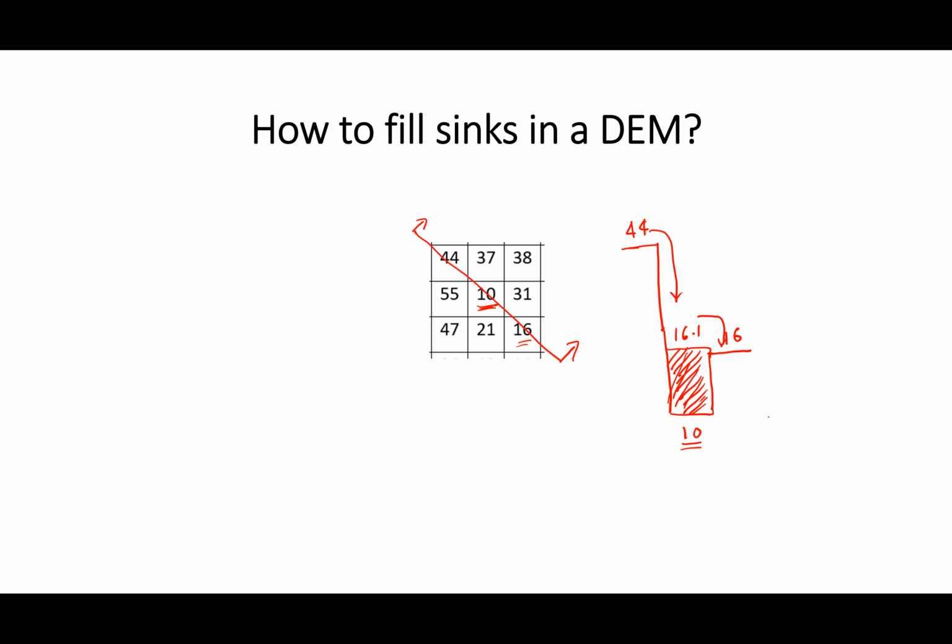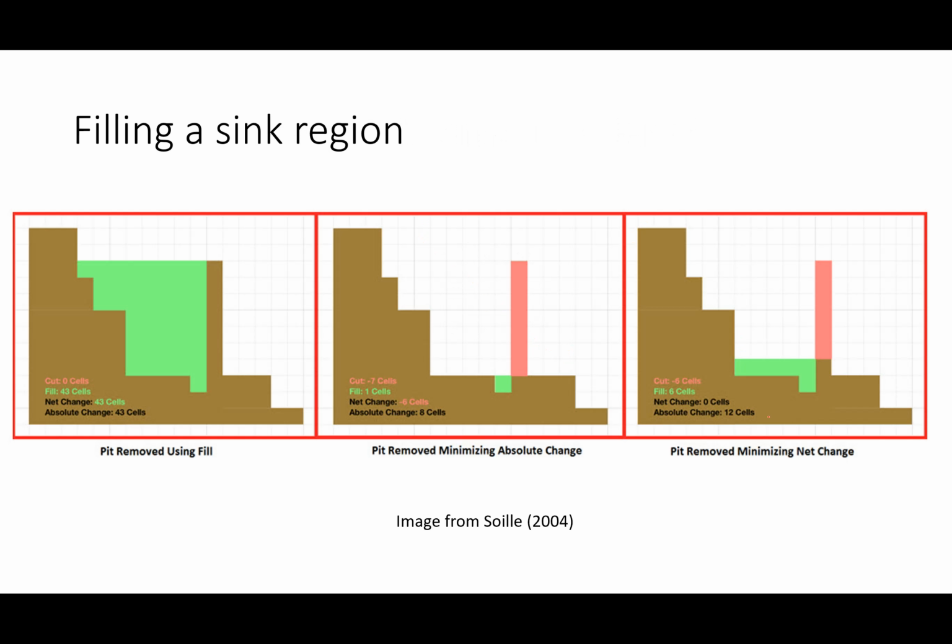Now if you have one depression or one cell as a sink, then we can use the simplest way of filling that sink. But many times we end up with what we call a sink region or a sink zone. So what I'm showing you here is one way of filling that sink zone or sink region, and this was proposed by this author from a paper in 2004.